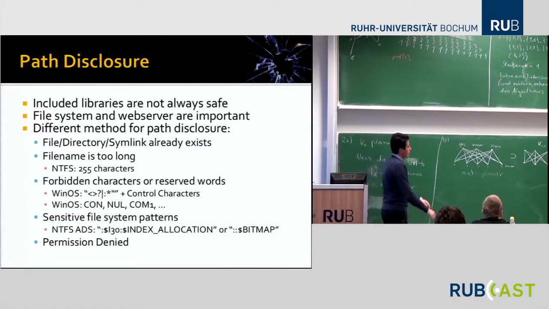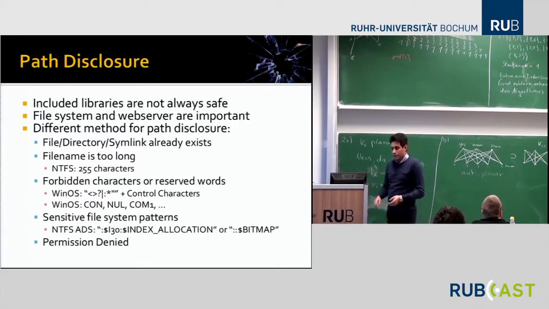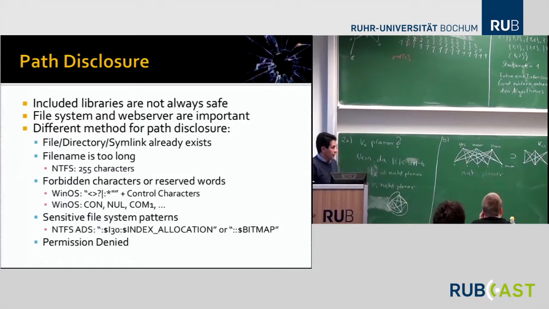For example, in NTFS alternate data streams, you can point to a directory by $i30 $index_allocation, or for example, you can say $bitmap. If you do that on a file, it will give you an error because you shouldn't do that on a file. Or permission denied is another one. If you don't have permission on a directory and you try to upload a file into that directory, you may receive an error like: access to this path is denied.